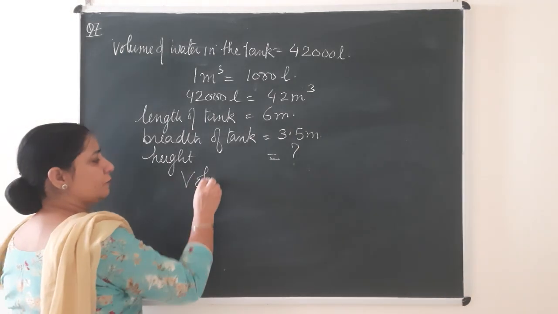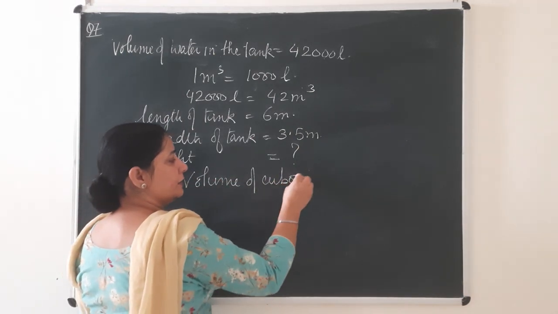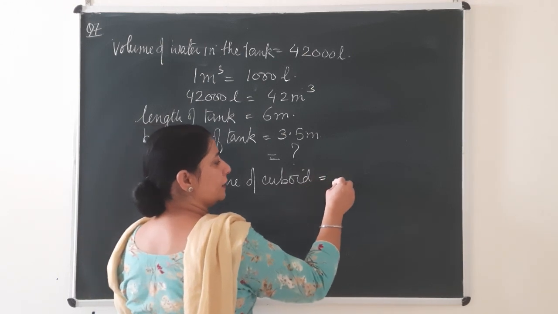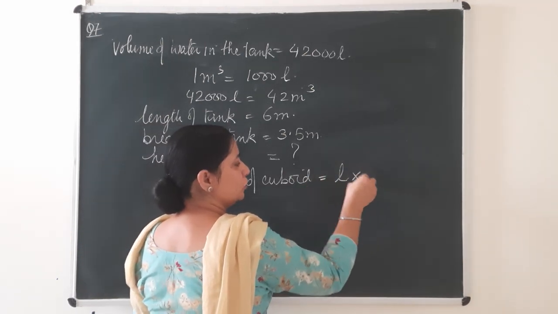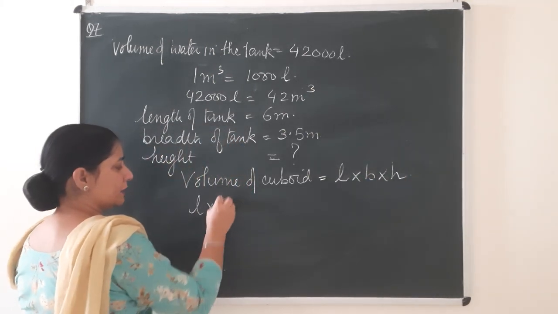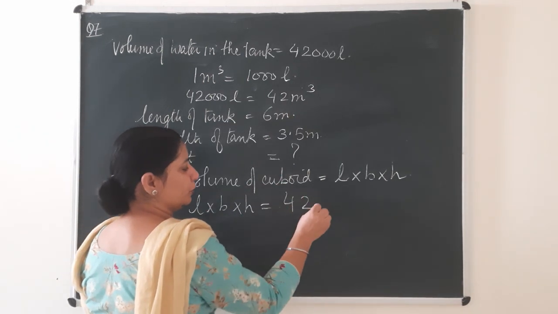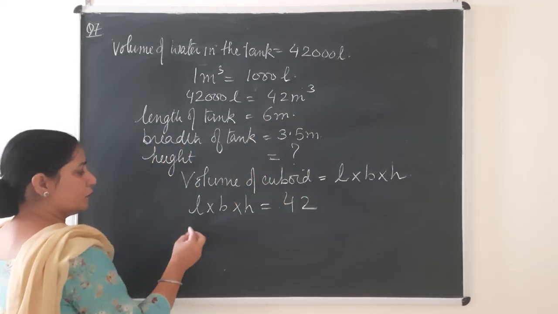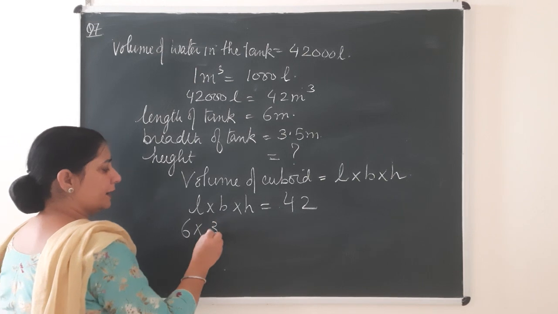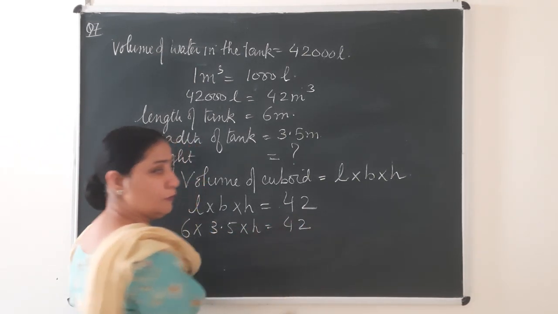Again, let us use the formula. The volume of the cuboid, the tank is in the form of a cuboid, is given by length into breadth into height. So this length into breadth into height, in this question, is equal to 42. Now you will put the values: length equal to 6, breadth equal to 3.5, multiplied by height, that will be equal to 42.